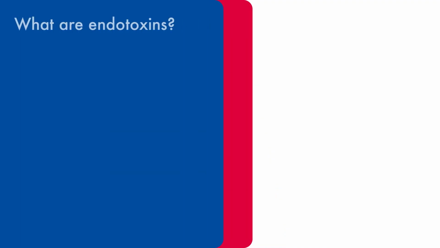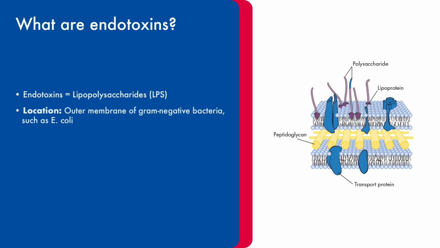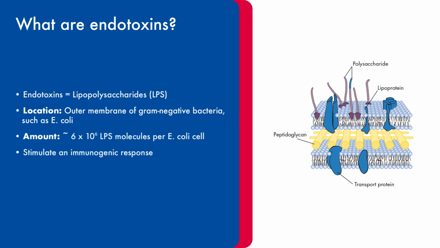What are endotoxins? Where are they located? And why do they have a toxic effect? Endotoxins are lipopolysaccharides, also known as LPS, and are located in the outer membrane of gram-negative bacteria. In humans, they stimulate an immunogenic response to a bacterial infection.